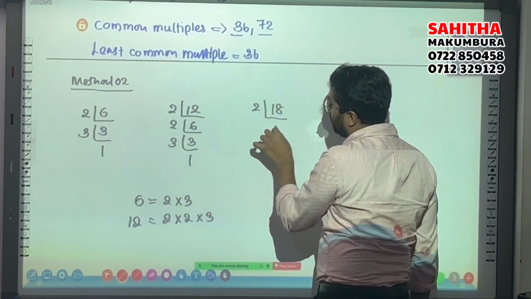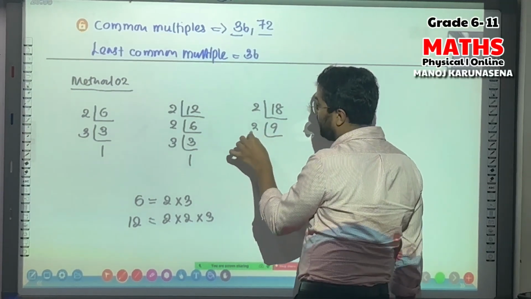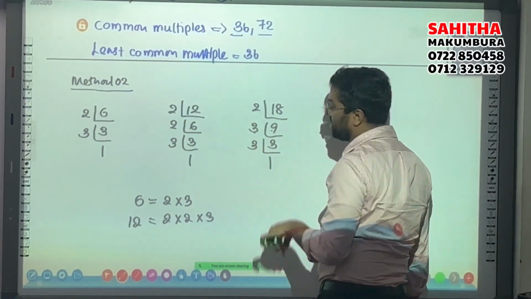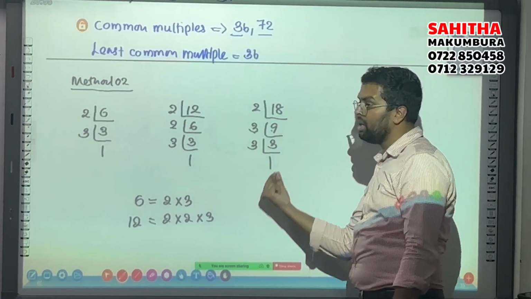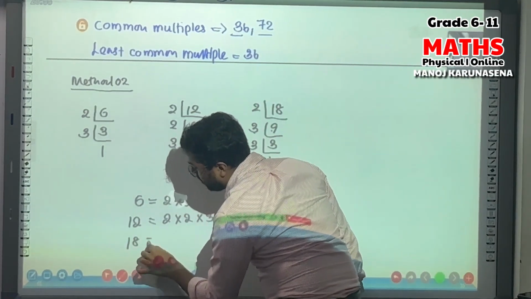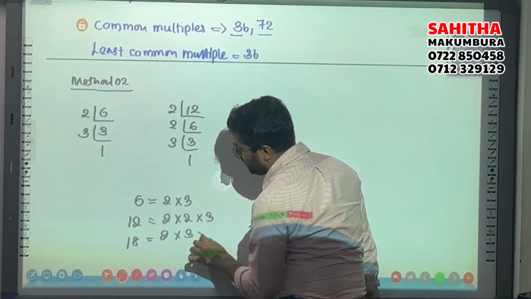18 divided by 2 is 9. You can't again divide it by 2. Let's divide it by 3. 9 divided by 3 is 3. Again dividing by 3, answer is 1. You have to divide until you get number 1 here. So 18 equals 2 times 3 times 3.